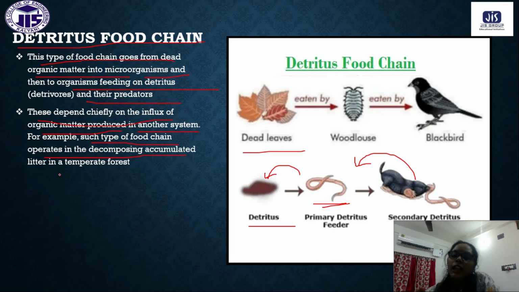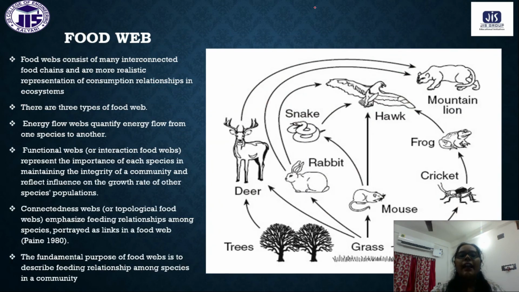That is, one starts from the producer and the other starts from the dead organic matter. Okay, so now the food web. What does food web mainly mean?